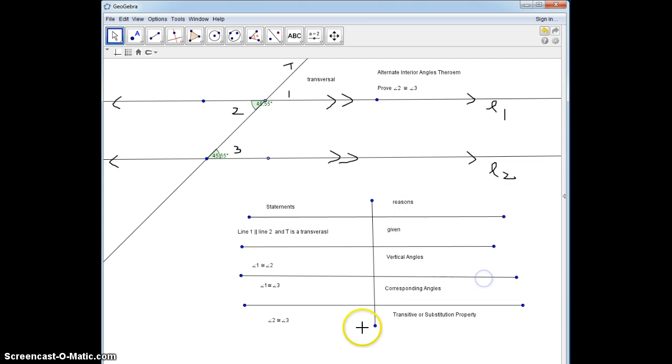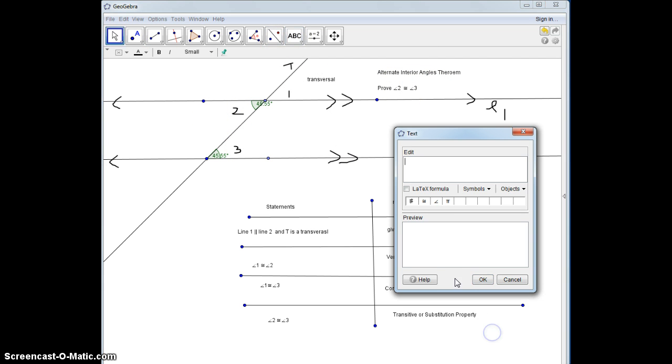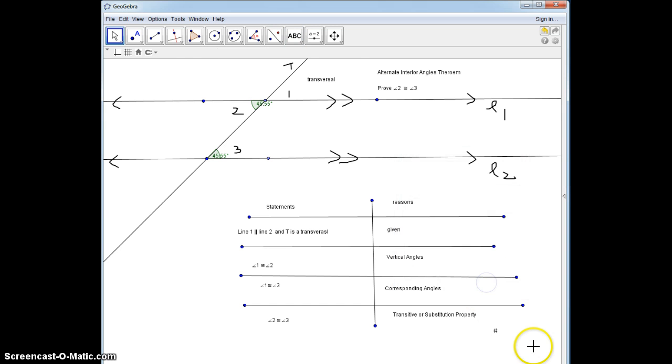And this is what you're trying to prove in the very last line. Prove that 2 is equal to 3: the alternate interior angles are congruent. And we're going to put up our last little pound sign here to say that we are finished with our proof. And that's it. I hope you enjoyed watching this video. Thank you.